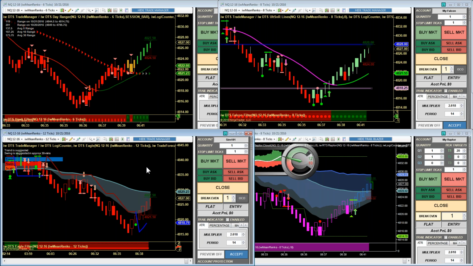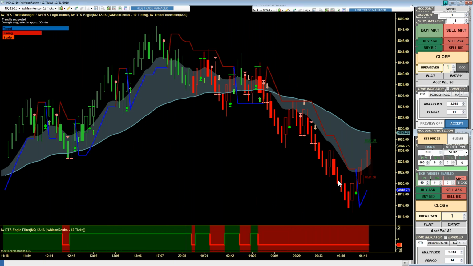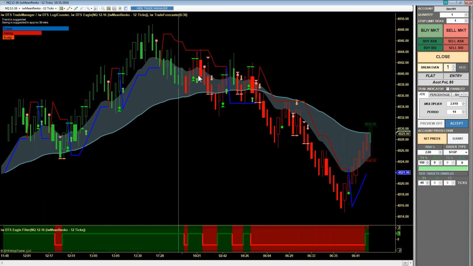I didn't even take a look to see where we left off yesterday. Ooh, we got a little bit of an opening gap here. So the market looks like it finished yesterday quite strong, eyeballing at around 48.45. And we opened down here, it looks like around 48.30, give or take. So it could be a little bit of a 15-point gap up there.